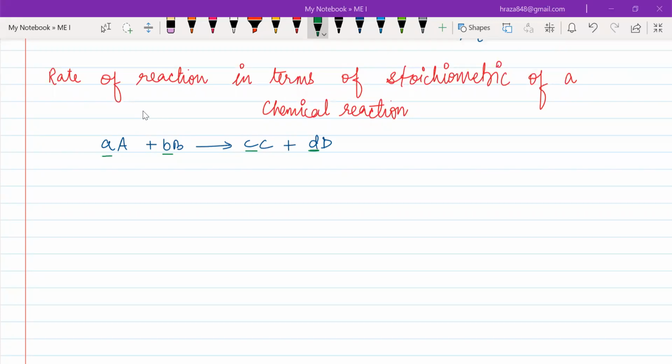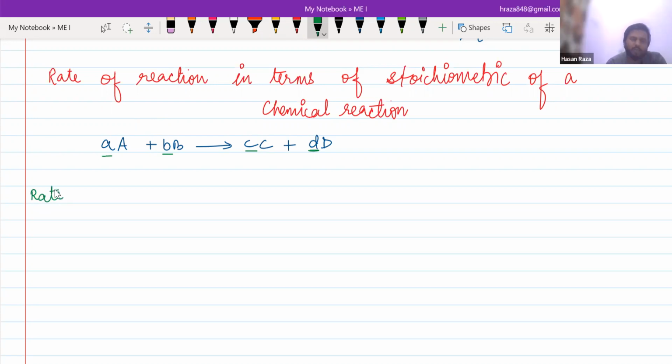Now, if you are going to write the rate of reaction, the previous one was a rate of appearance and disappearance, but when you are going to deal with the rate of reaction, it will be equal to whatever is the coefficient, it will come in denominator. It will come in denominator. First of all, please listen to me very carefully.